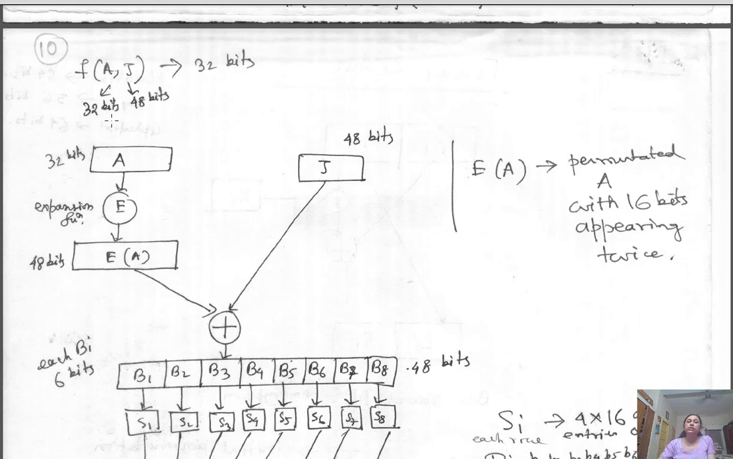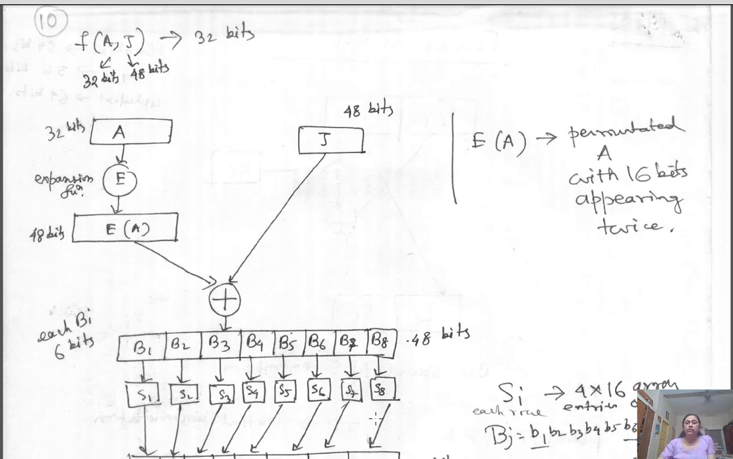For this function, it is constructed in this way. Your function is designed in this way. It takes as input A and J. This is 32-bit, this is 48-bit. Now this A is expanded by some expansion function.